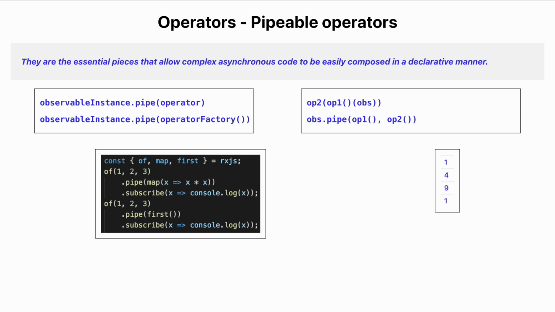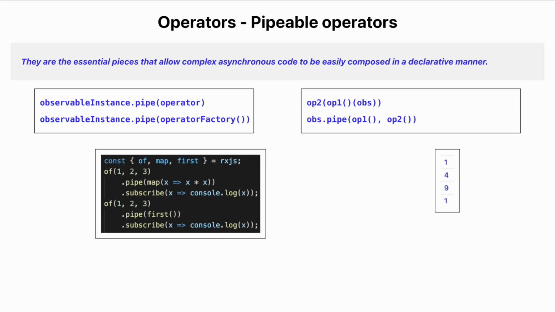Operators. They are the essential pieces that allow complex asynchronous code to be easily composed in a declarative manner. Operators are functions. There are two kinds of operators. Pipeable operators. They are the kind that can be piped to observables using the syntax observableInstance.pipe(operator) or observableInstance.pipe(operatorFactory()). Operator factory functions include filter() and mergeMap().